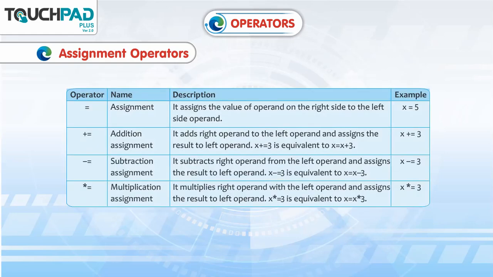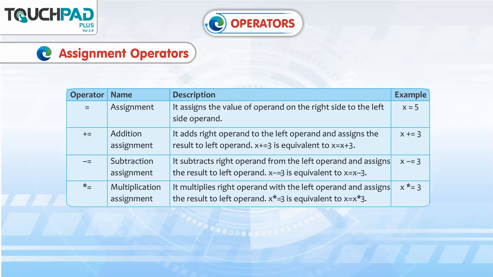Operator, name, description, example. Assignment: it assigns the value of operand on the right side to the left side operand. x = 5. Addition assignment: it adds right operand to the left operand and assigns the result to left operand. x += 3 is equivalent to x = x + 3.